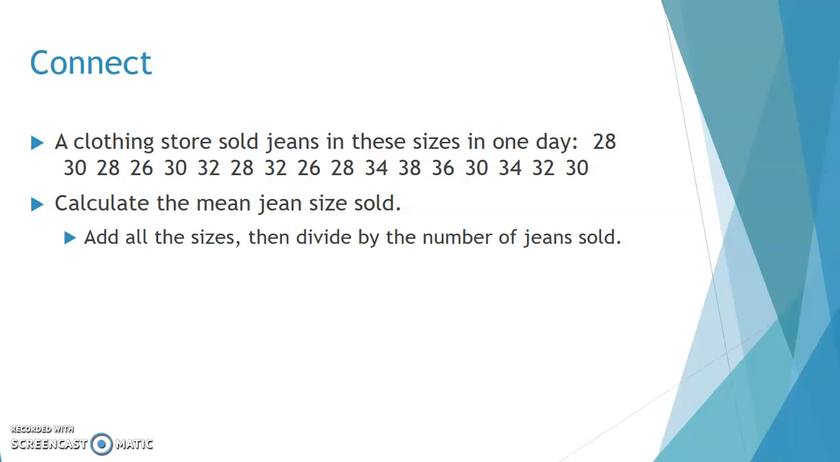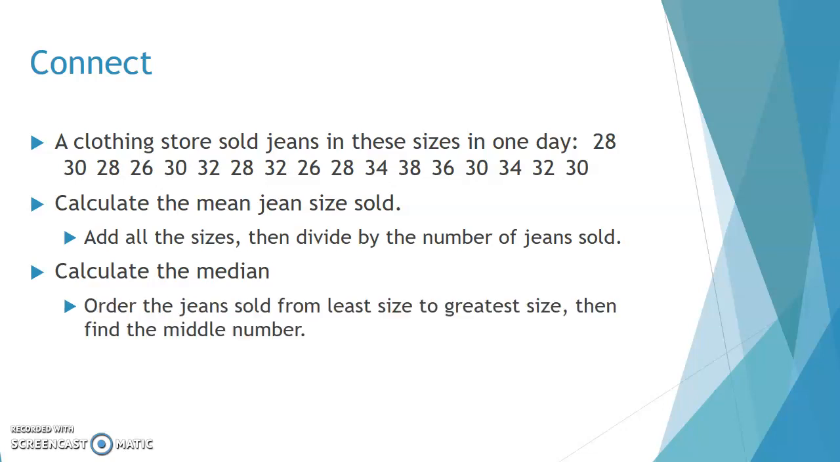When you calculated, you should have found that the mean size was approximately 30.7. Let's go ahead now and calculate the median. To calculate the median, what you're going to want to do is order the jeans sold from least size to greatest size and then find the middle number. Okay, if you did that, you should have found that the middle number was 30.